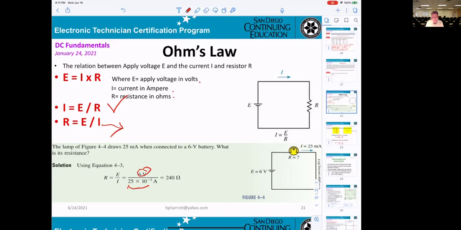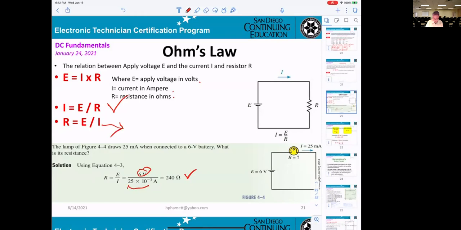Okay, so basically 25 times 10 to the power minus 3 ampere, and the answer will be 240 ohm. So you get through this calculation. Only thing, you get 3 formulas: calculate E, calculate I, calculate R. And make sure they must be in the units as defined. E must be in volt, I has to be current in ampere, R has to be in ohm.